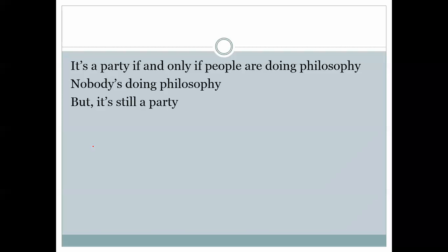It's a party if and only if people are doing philosophy. Nobody's doing philosophy, but it's still a party. This would be A if and only if H, not H, therefore A, and that is invalid, right? What we said is if you have A, then you have to have H, and if you have H, then you have to have A. Well, here we're saying we have A, but up here we're saying we don't have H. That's not right. That's not what we said there.